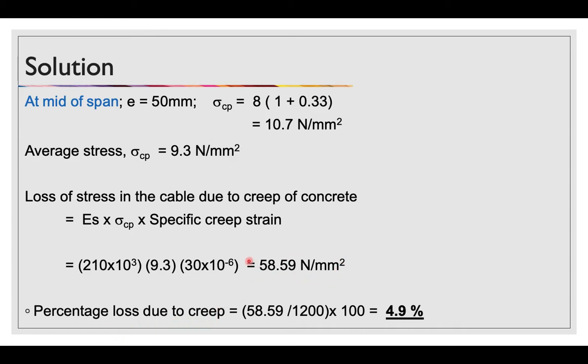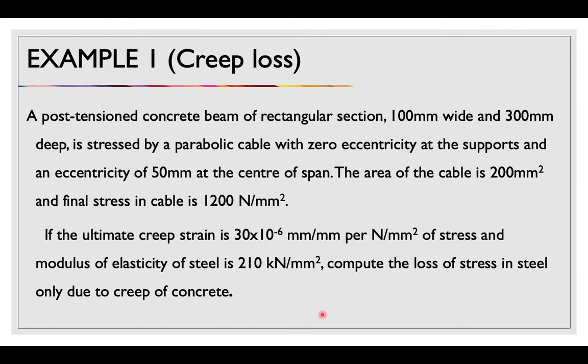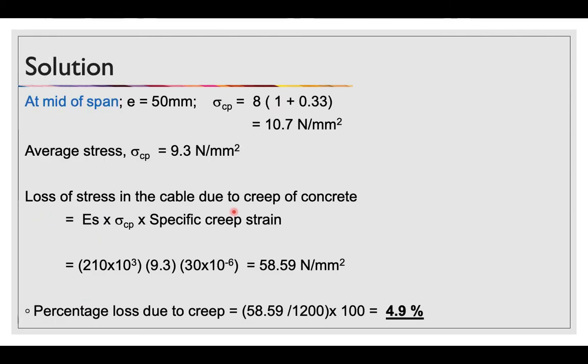So we know that the value of the losses is 58.59. Therefore, to calculate the percentage of loss, we divide this by 1200, which is the final stress in the cable given in the question.